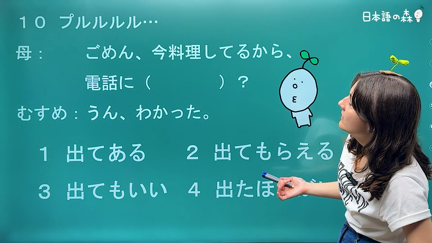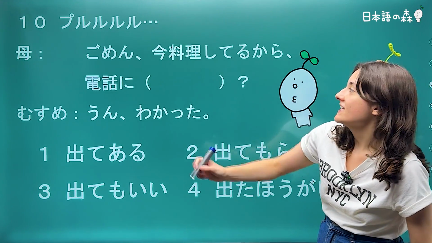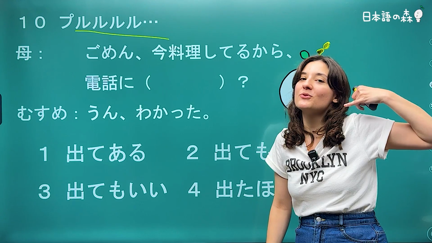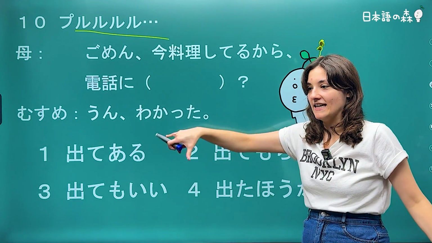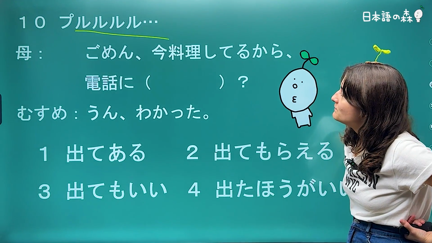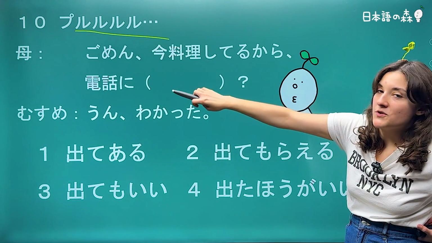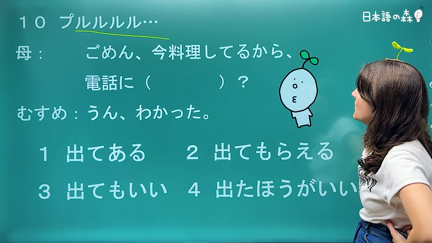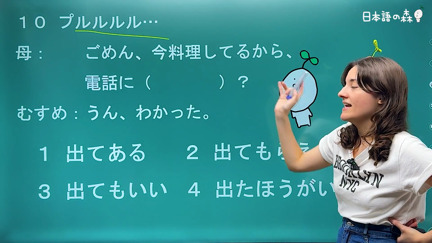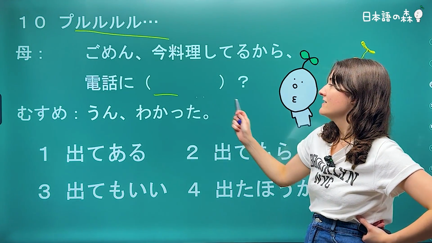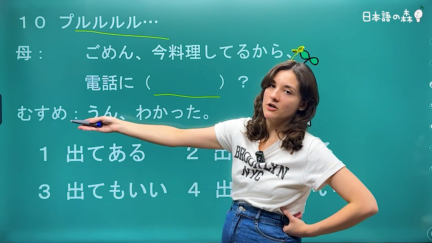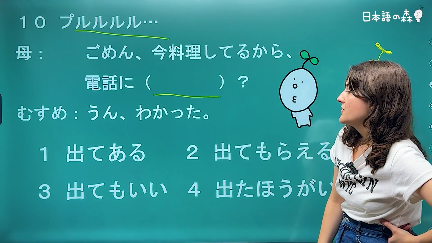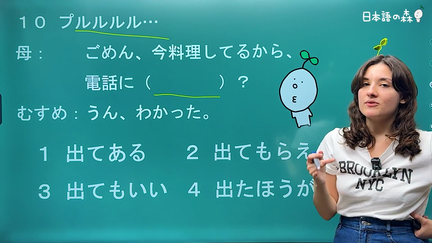Okay, here we go. So this again is a phone ringing, right? This purururu, that's the sound of a phone ringing. Purururu, purururu, it's like shaking a little. Okay. And then we have haha and musume, so that's mother and daughter. So we got gomen, ima ryori shiteru kara. So sorry, I'm cooking right now. Denwa ni something. And then the daughter says, wakatta. So, okay, got it. So here we're talking about answering the phone.